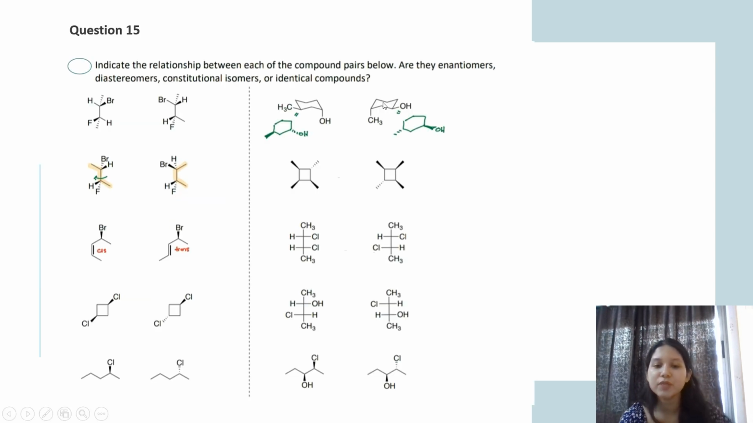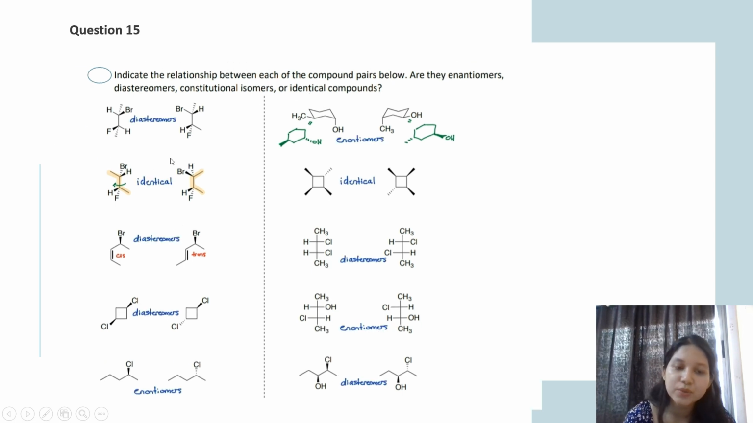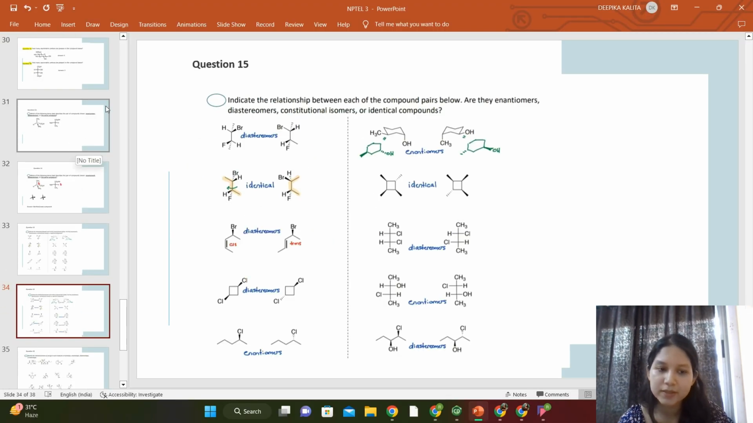And then in question 15, we had multiple pairs of compounds and we had to identify them as enantiomers, diastereomers, constitutional isomers or identical compounds. And I asked you to solve these two pairs by converting them to their Fischer projections and then assigning the RS configurations. And this question also I have asked you to work out the similar way we solved this one, and thus we have arrived at the end of this week 3 tutorial.